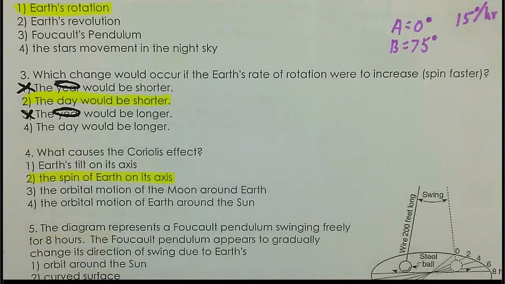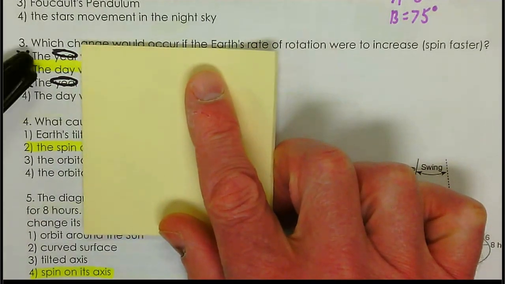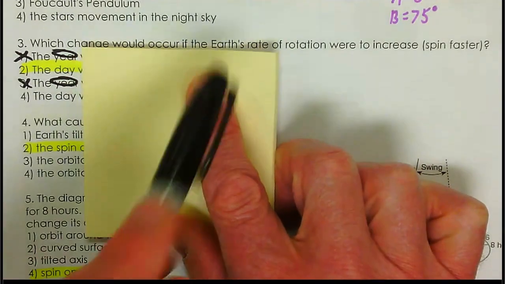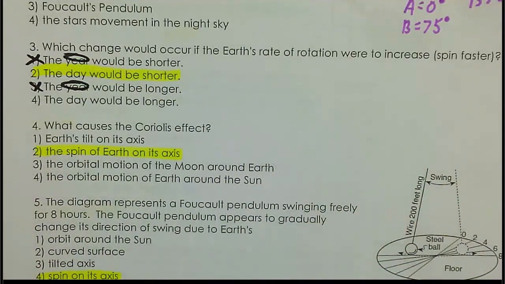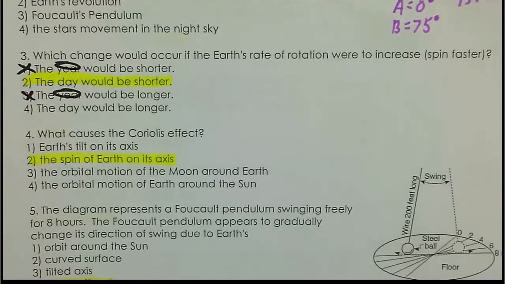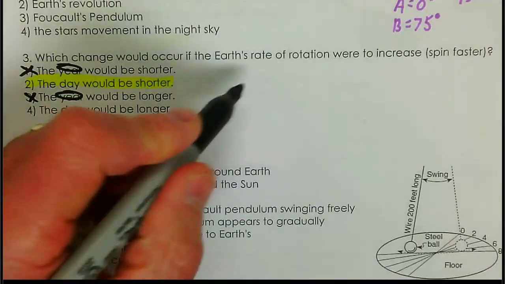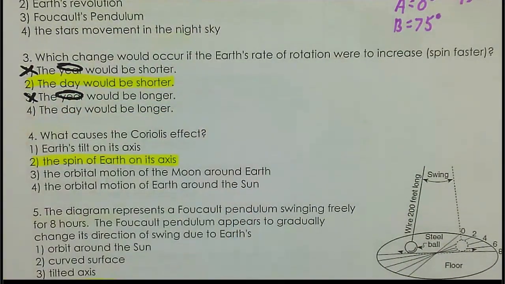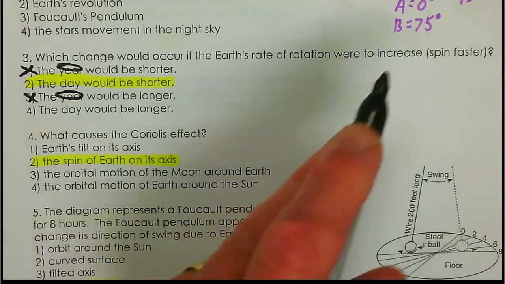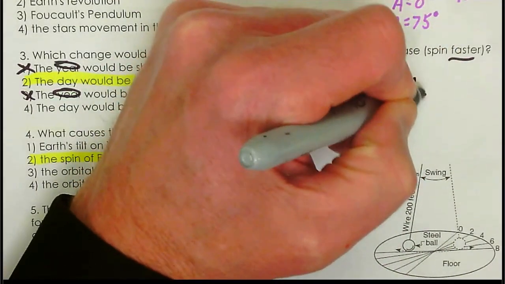It's about the day. So notice these questions when they set them up. If I look at the beginning, the answer is either the year or the day. If we're talking about the Earth's rate of rotation, rotation is dealing with the day. So I get rid of 1 and 3. The day is going to get shorter or longer if the Earth spun faster. Our day would be shorter because the Earth is going to go around faster. 1 day is going to take less time. Increasing the rate means it spins faster. Faster means less time.